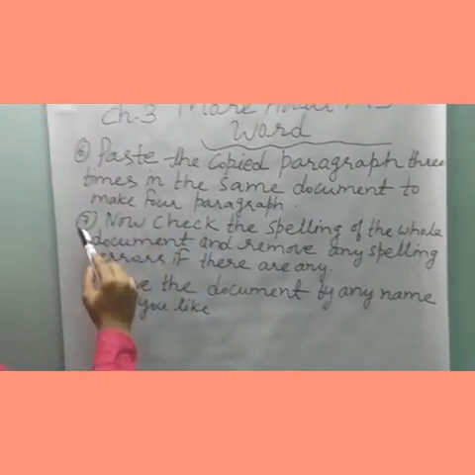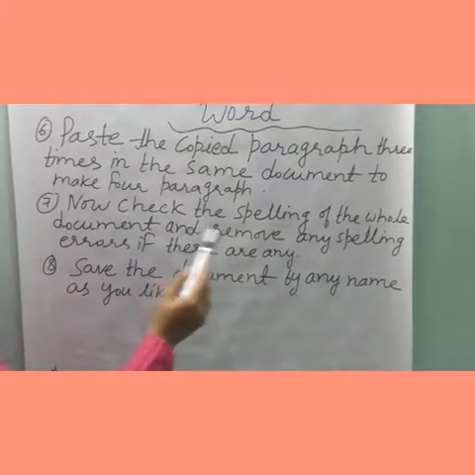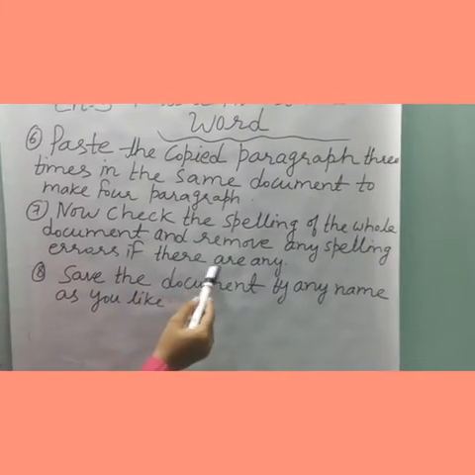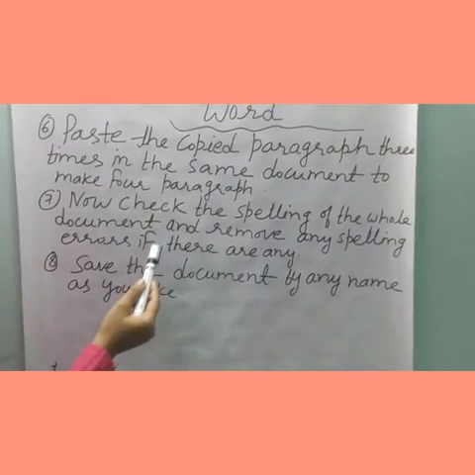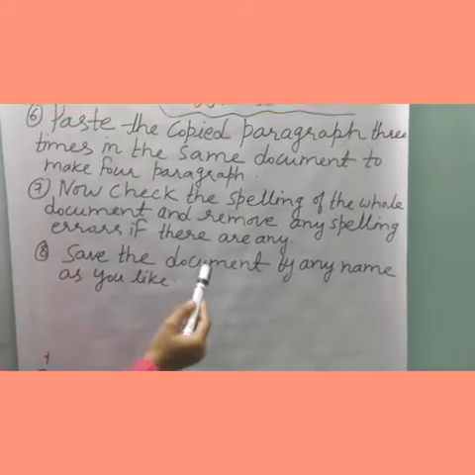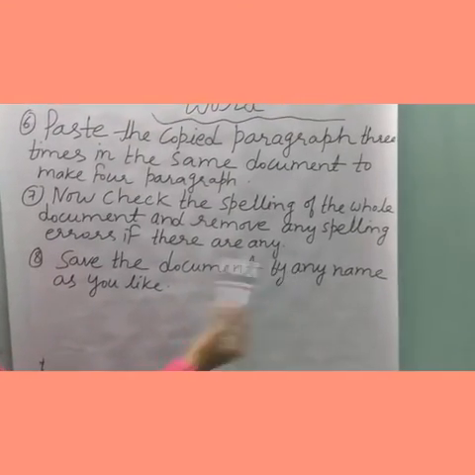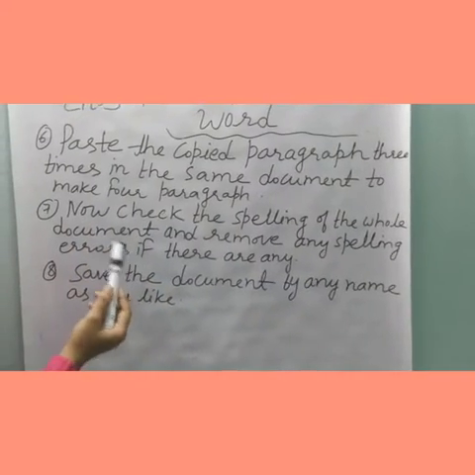Now, seventh, check the spelling of the whole document and remove any spelling errors if there are any. Okay, if there are any errors, correct them first. Now the last step, save the document finally by any name as you like. So this is your practical number one.